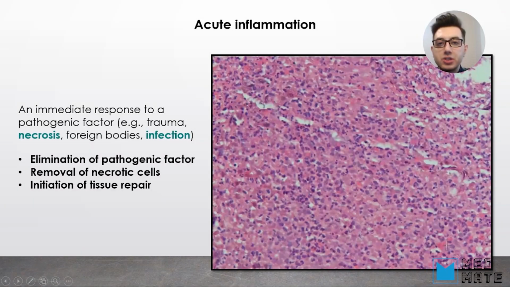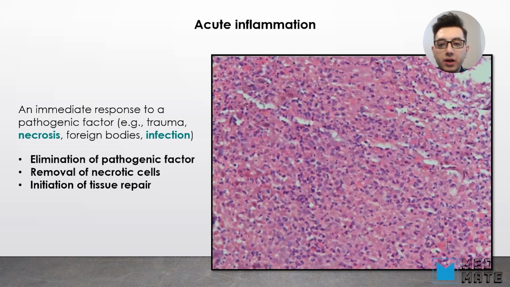Now, let's first talk about acute inflammation. Acute inflammation happens when there is an immediate response to a pathogen, that can be a trauma, that can be due to necrosis. One of the most important things that you have to know here is that you learned about necrosis in the previous lesson, and what happens after necrosis is the infiltration of neutrophils and occurrence of acute inflammation in order to get rid of those debris, dead tissues.